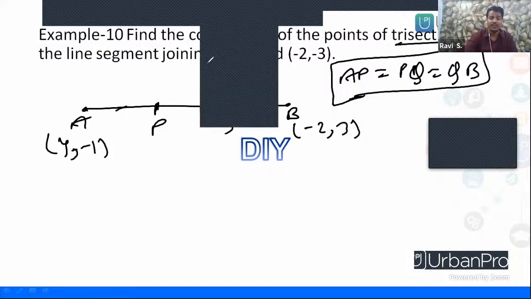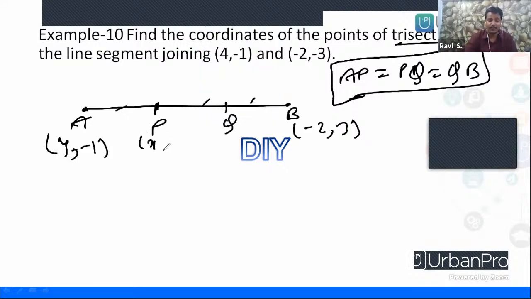See, you just have to write it down here. Suppose this is our x1, y1. Or you can let it be AB also. You can write it down like AB also. Let it be point AB, and let it be this point R, S.